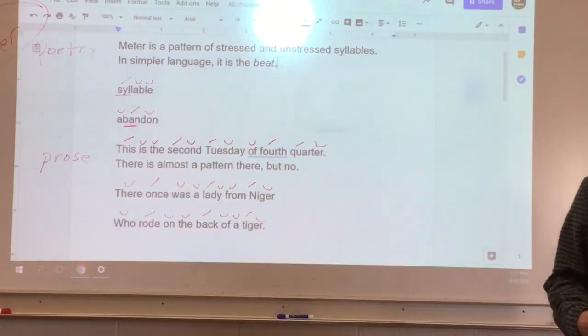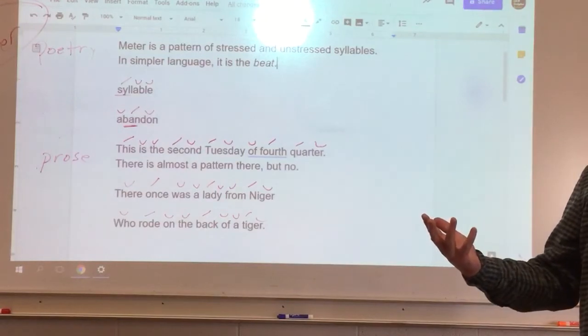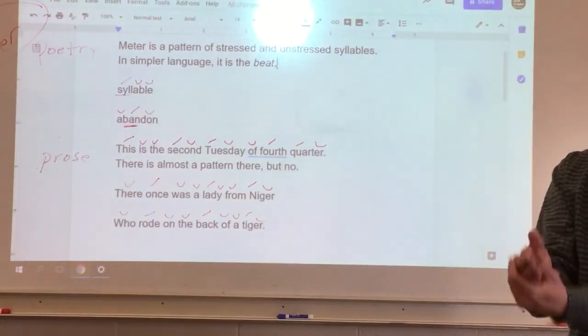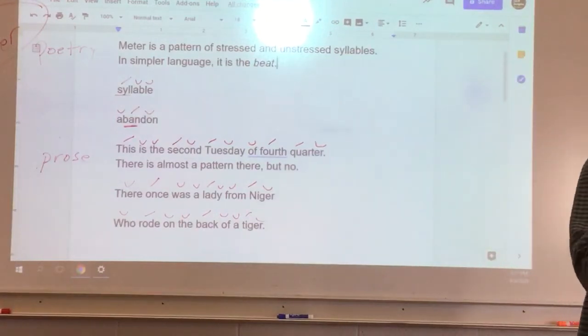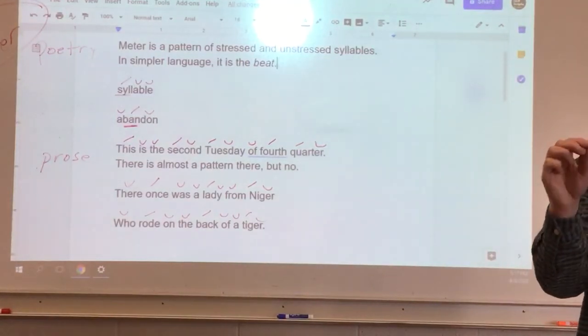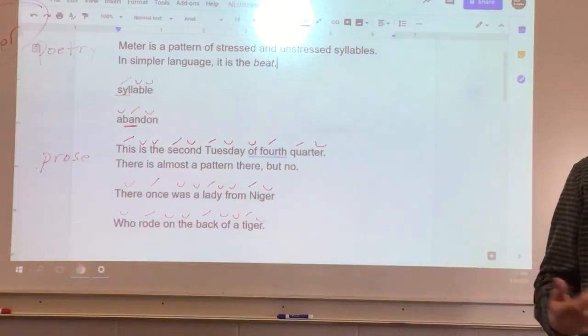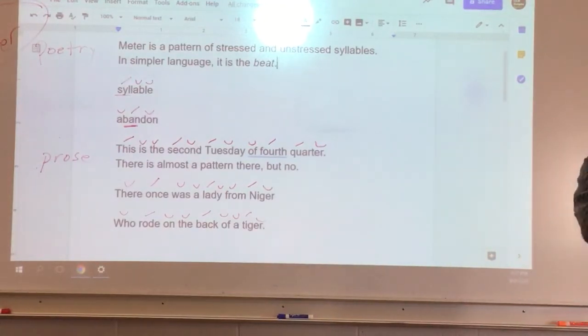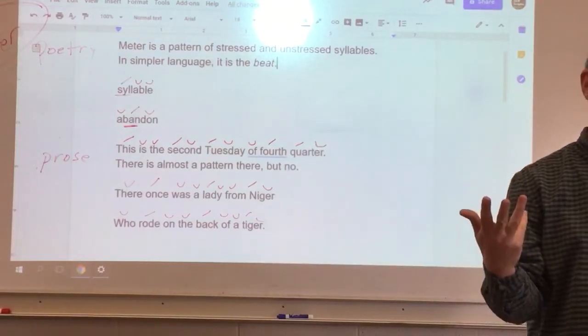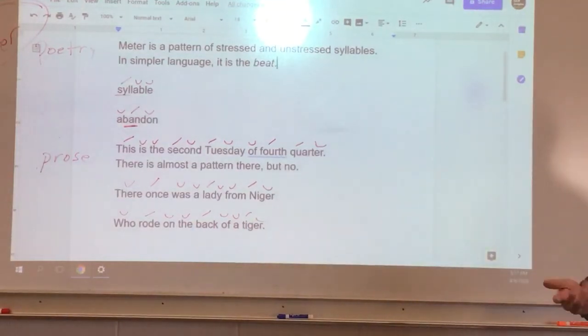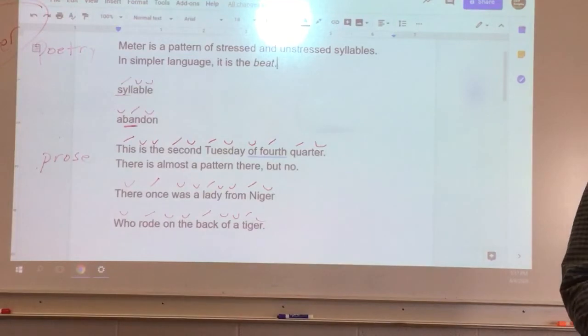And then you're going to try to figure out, what are the rules? How often is there an accented or stressed beat? How often does the beat happen? Is it every other syllable? Every third syllable? What's the rule? And how many times does it happen in a line? Are there 3 stressed syllables in a line? 5? 10? What are the rules?